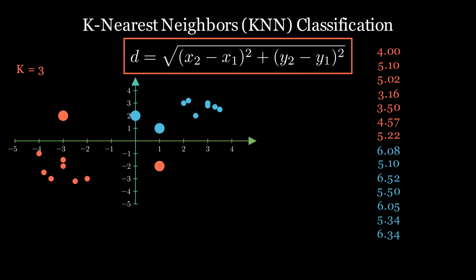And that's how KNN classification works. By calculating distances and using majority voting, we can classify new points based on their nearest neighbors.